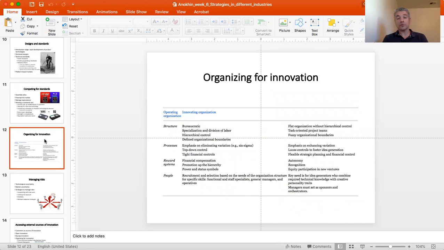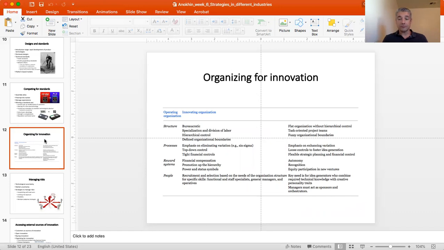It turns out you may also organize specifically for innovation. You may structure your company in a way that promotes innovation. So to that end, you want to have a flat organization without hierarchical control. As we were talking about organization structures, we compared mechanistic and organic organizations. Essentially, you want to build an organic structure for your organization, right? So flat organization, task-oriented project teams, fuzzy organizational boundaries. You allow for ideas to cross the organization both in and out.